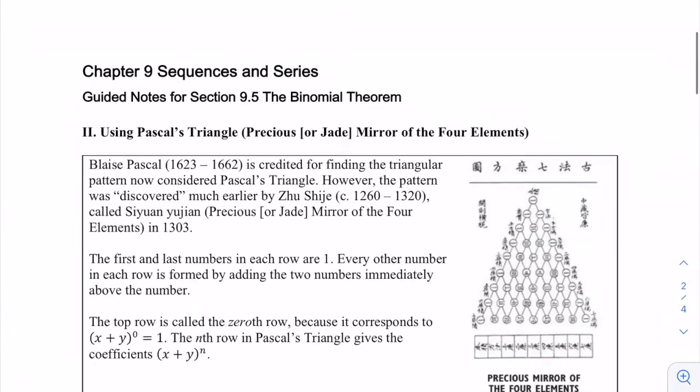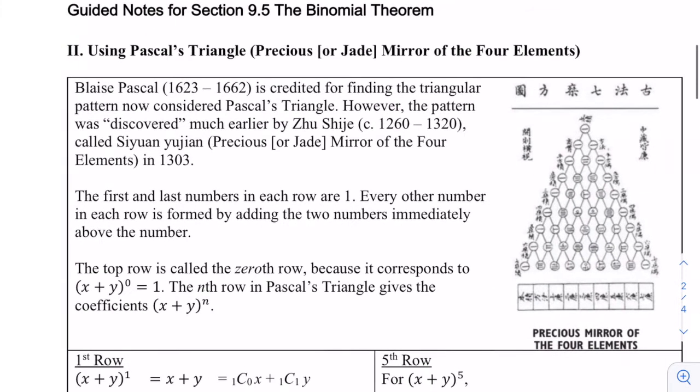All right, a little bit more about Pascal's triangle. Pascal is credited with discovering this pattern, but it was actually discovered much earlier and called the Precious or Jade Mirror of the Four Elements in 1303. We always call the top row the 0th row because it corresponds to x plus y raised to the 0, which equals 1. So the nth row of Pascal's triangle gives the coefficients of x plus y raised to the n.